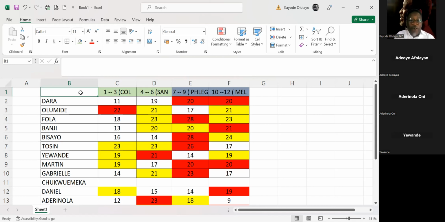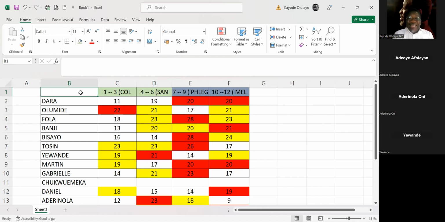For example, with the data at 11, 19, 20 and 20, she has the tendency to be a choleric, she has the tendency to be a sanguine, she has the tendency to be a phlegmatic, and she has the tendency to be a melancholic.